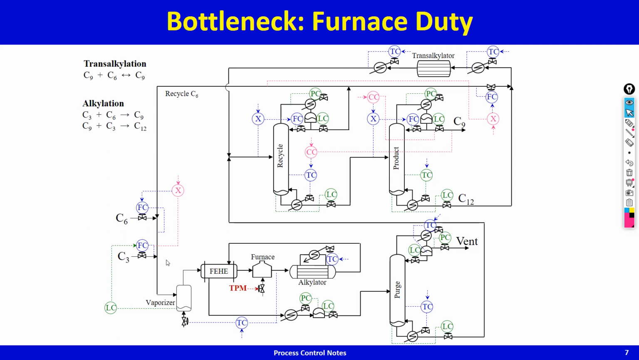You can choose different TPM locations. So let's say maximum cooling duty is the bottleneck in the alkylator. Let's say your bottleneck is heat removal capacity in the alkylator, exothermic heat removal capacity in the alkylator. What are you going to do then? Where will be the TPM? Design the control system around that.